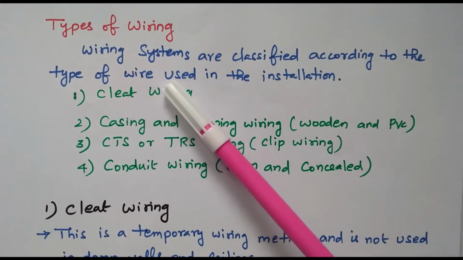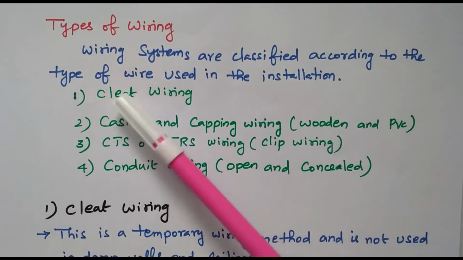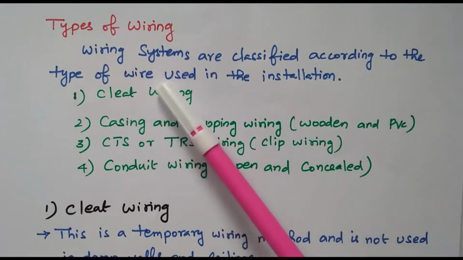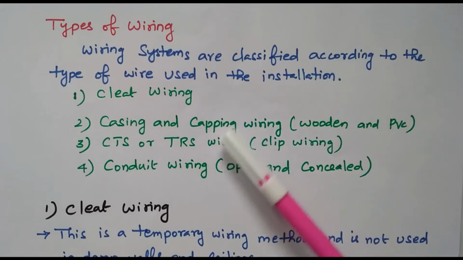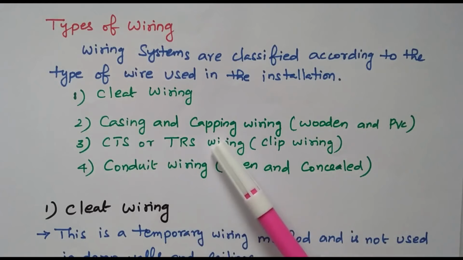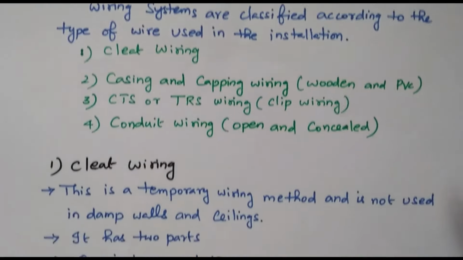Now we'll go to the wiring. Wiring systems are classified according to the types of wire used in the installation. It's classified based on what type of wire we are using. There are 4 types available: clad wiring, casing and capping wiring, CTS or TRS wiring, and conduit wiring. We'll see this wiring one by one. First we'll go to the clad wiring.